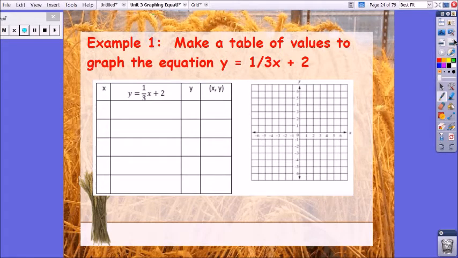So here's the worksheet we have in class. We're going to start with number 1. You have a table and you have a coordinate plane. We're going to plug in the same old numbers: -2, -1, 0, 1, and 2. And we're going to evaluate.